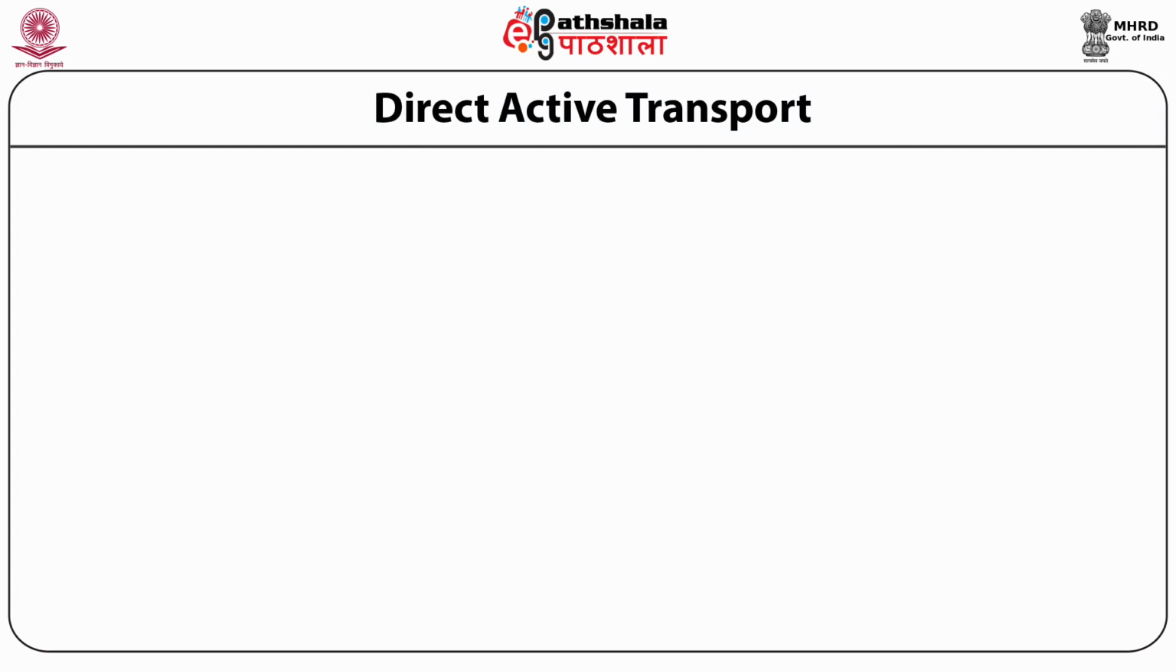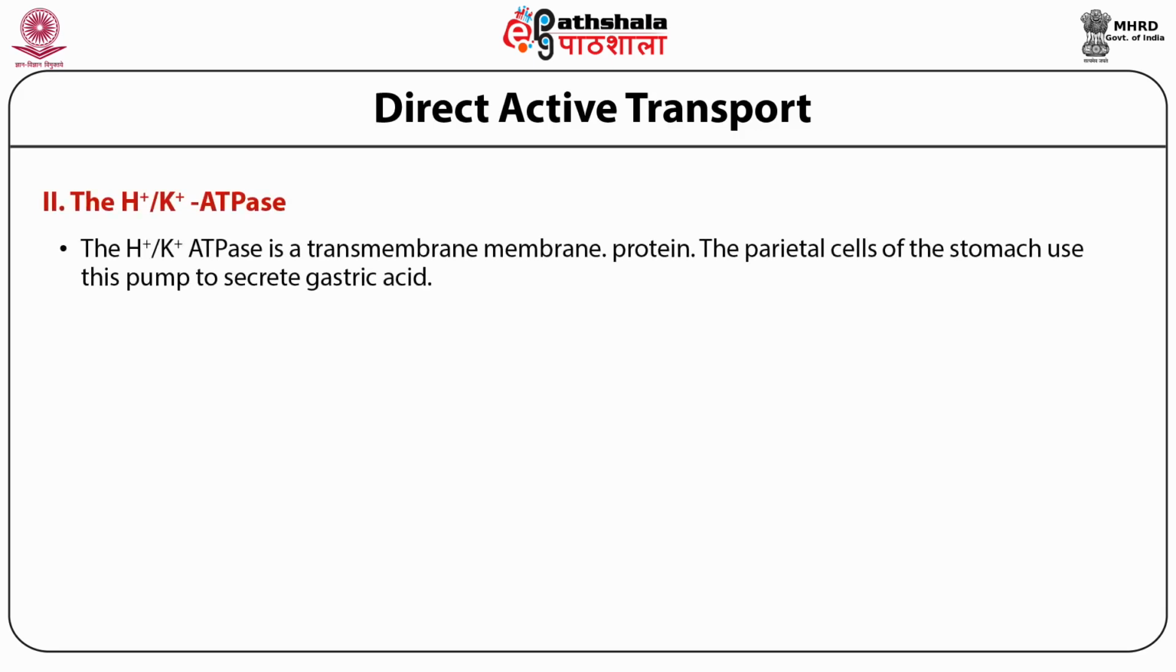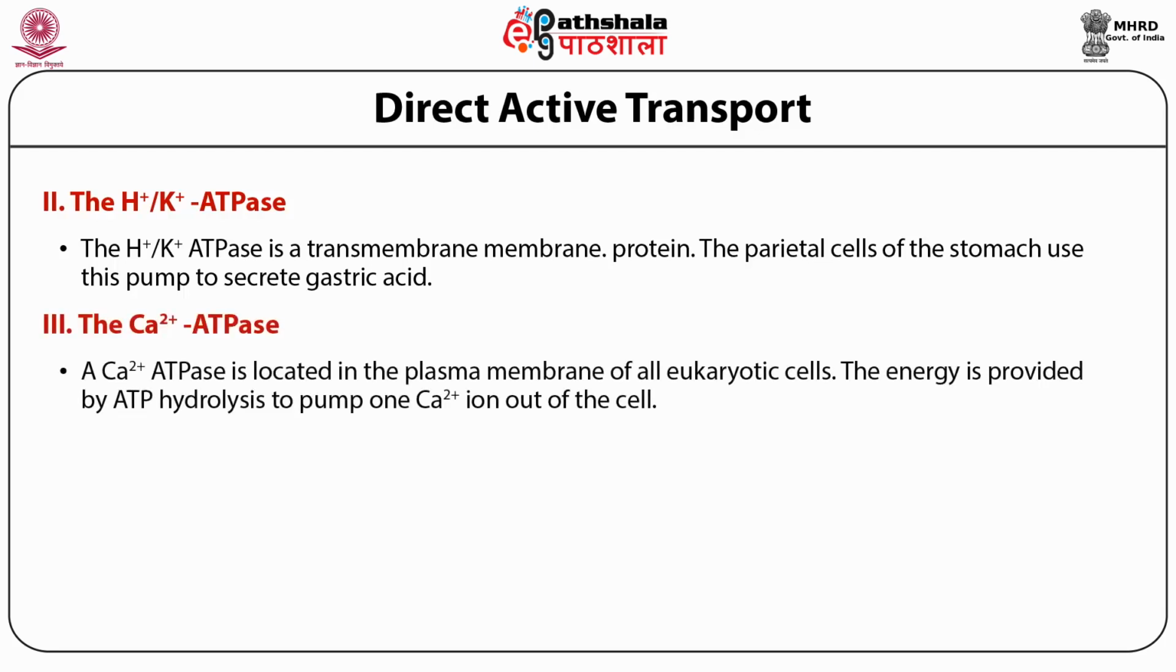Direct active transport. There are a few more examples of direct active transport. The proton potassium ATPase is a transmembrane protein. The parietal cells of the stomach use this pump to secrete gastric acid. Another one is the calcium ATPase. A calcium ATPase is located in the plasma membrane of all eukaryotic cells. The energy is provided by ATP hydrolysis to pump 1 calcium ion out of the cell.